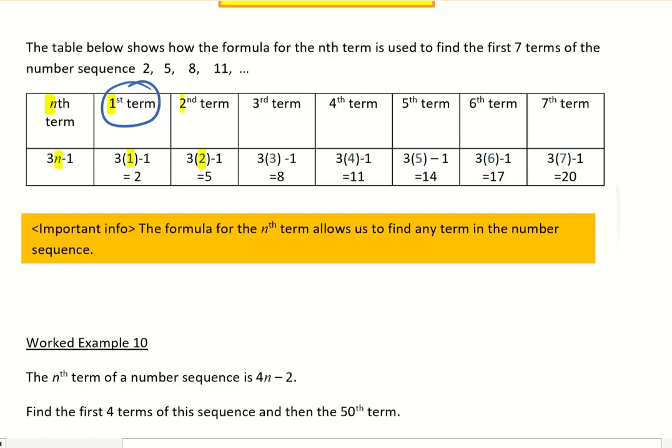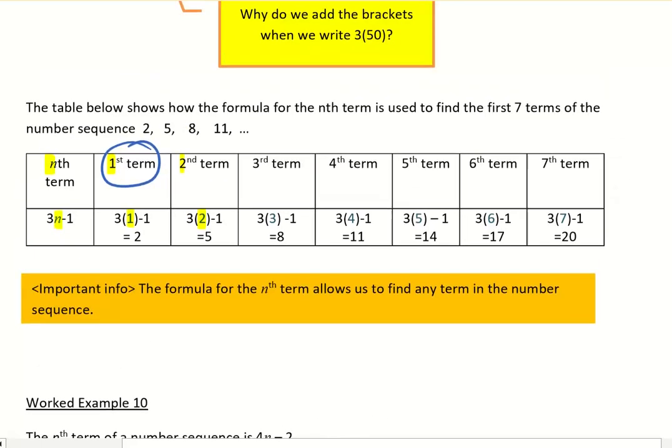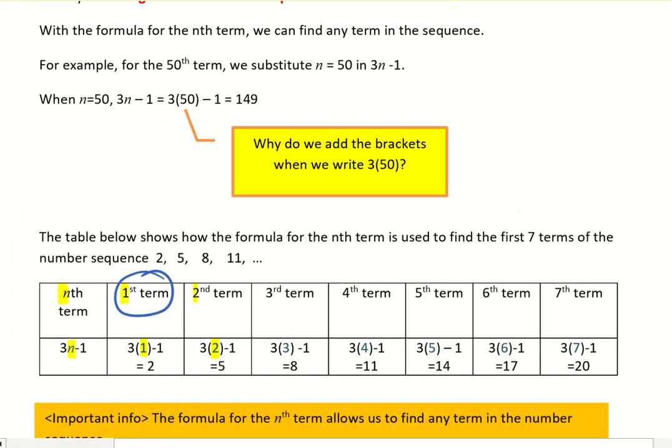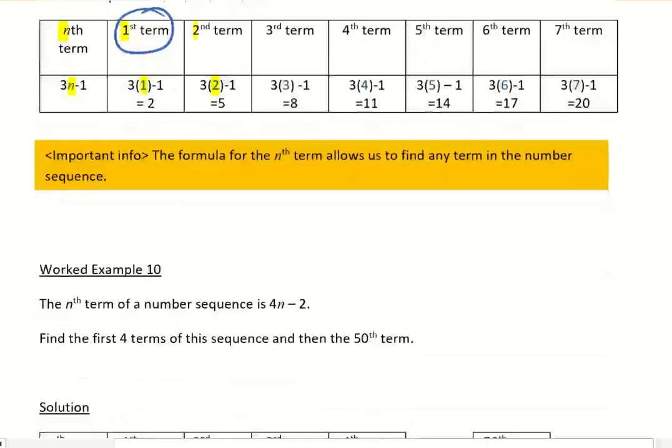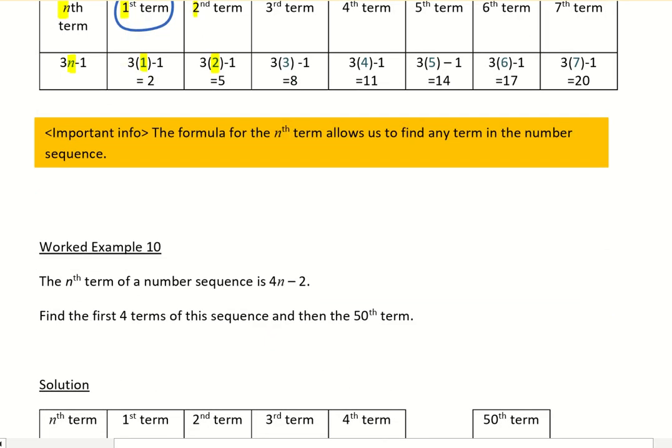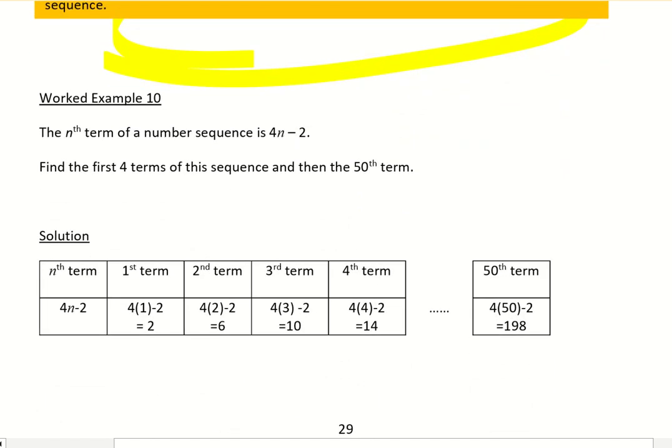So with this, to find the 50th term, all we need to do is, when n is equal to 50, in 3n, change the n value to become 50. 3n minus 1, we get 149. So in this way, we do not need to keep adding to find the 50th term, and it becomes very powerful. Okay, so that's what this over here is describing to us. So let us look at worked example number 10. Now they tell us that there's a formula for the nth term.